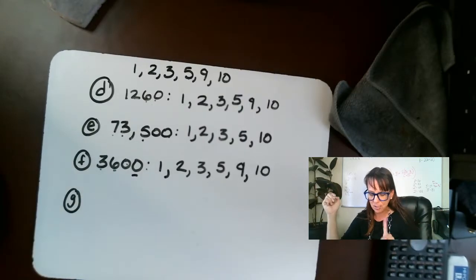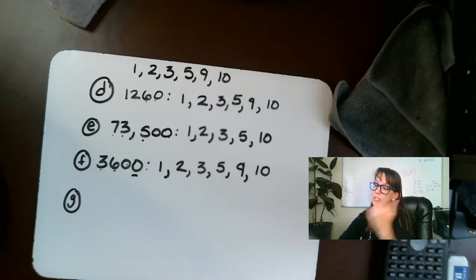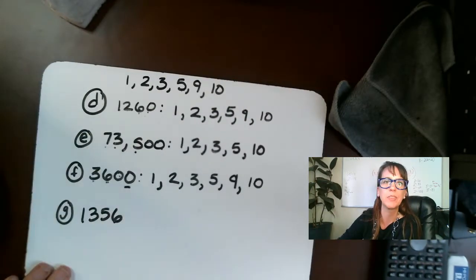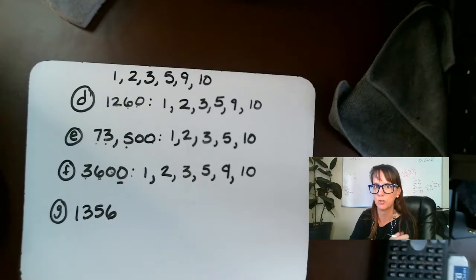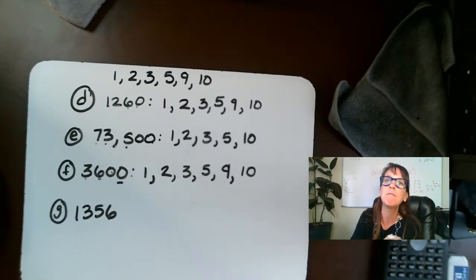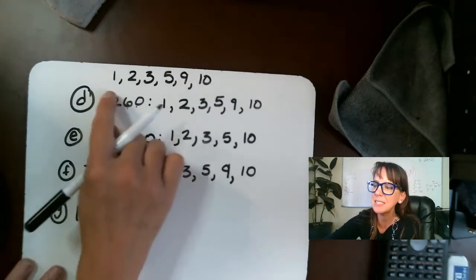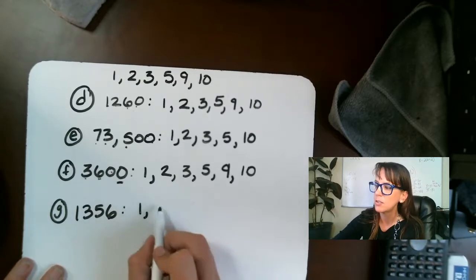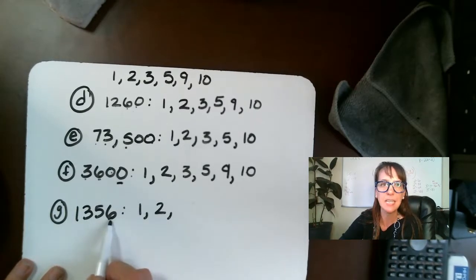List the single-digit divisors of 1356. This is the same thing as asking the single-digit divisors. So what that's asking is find the factors of this that are single digits. Okay, so let's just do that. 1, yes. 2, yes, because it ends in an even number.